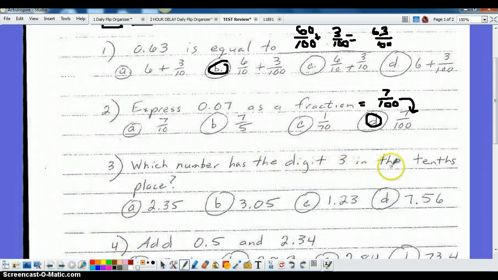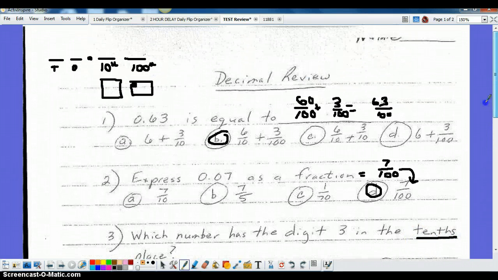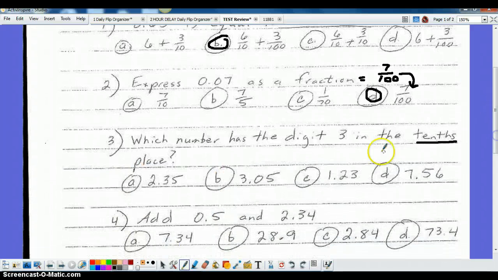Which number has the digit 3 in the tenths place? I need to know where the tenths is, and that's where the chart comes into play. Go back up here. Oh, it's the first place value to the right of the decimal point. So I'm looking for a 3 in the tenths place, which means that A, 2 and 35 hundredths, is my answer. Now I need to add.